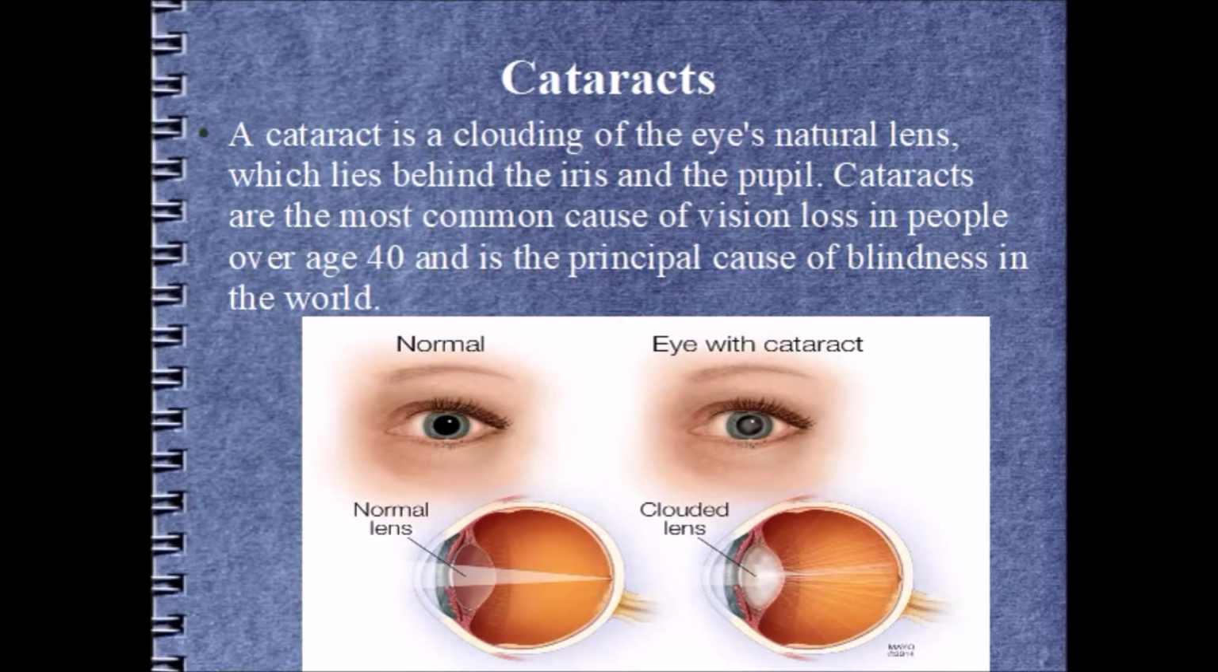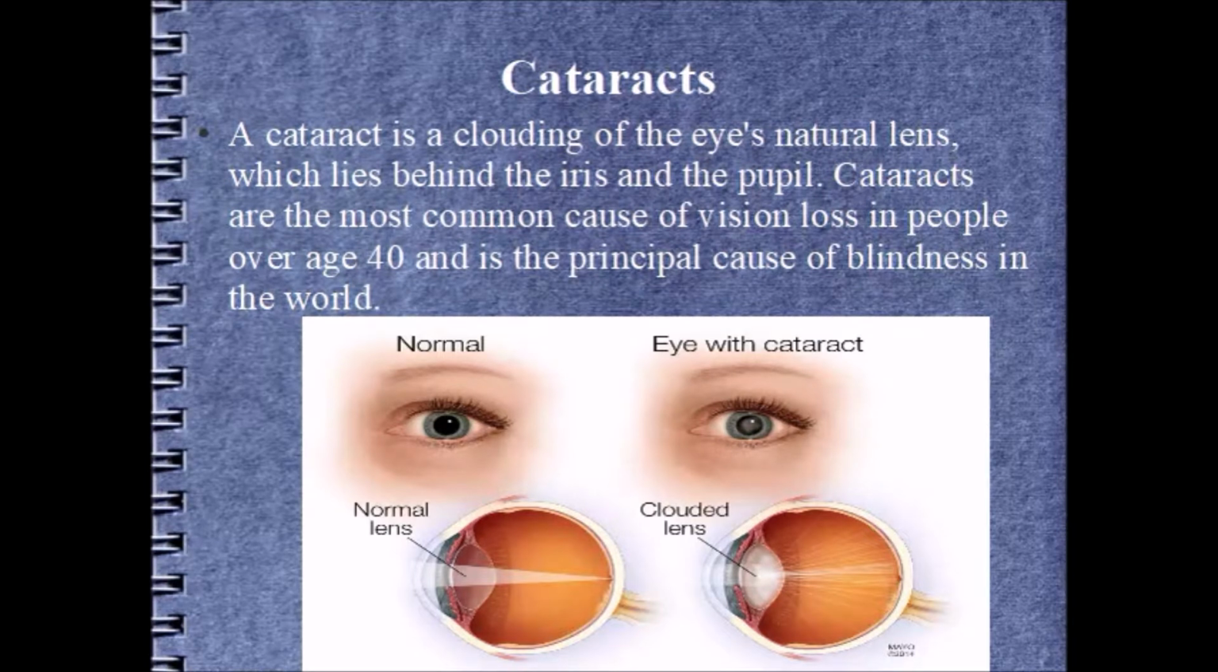Next, we have cataracts. A cataract is a clouding of the eye's natural lens, which lies behind the iris and the pupil. Cataracts are the most common cause of vision loss in people over age 40 and is the principal cause of blindness in the world.